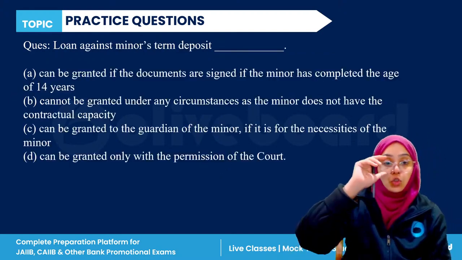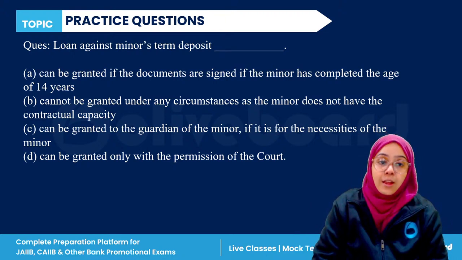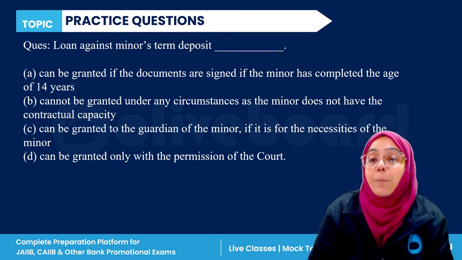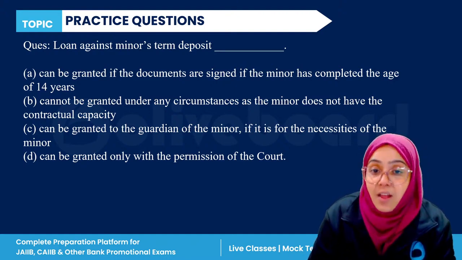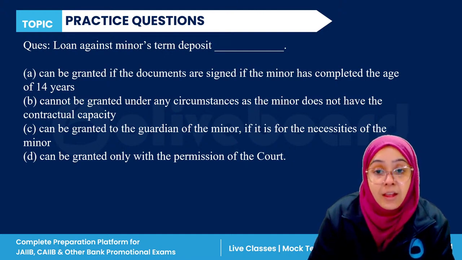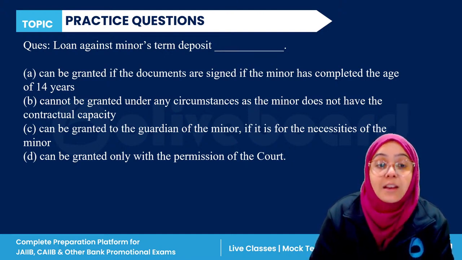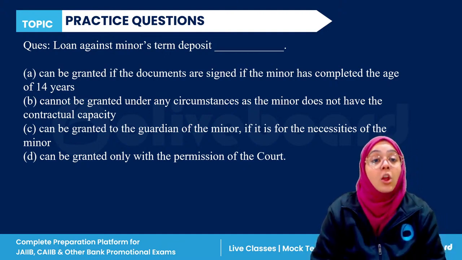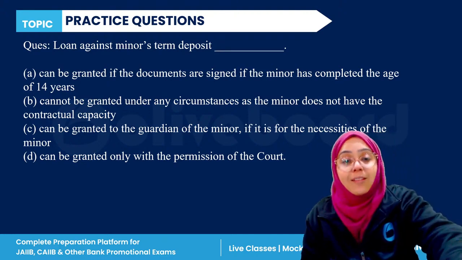Yes. Next question. Loan against a minor's term deposit can be granted if the documents are signed if the minor has completed the age of 14 years; cannot be granted under any circumstances as the minor does not have contractual capacity; can be granted to the guardian of the minor if it is for the necessities of the minor; can be granted only with the permission of the court. Loan against the minor's term deposit is what?